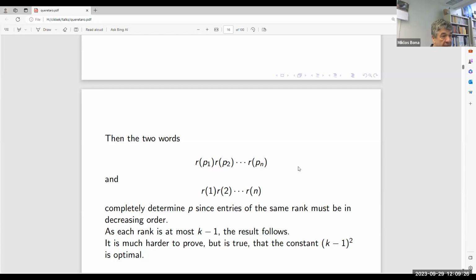So the number of permutations avoiding the increasing pattern of length k is at most (k minus 1) to the 2n. It turns out, and it is much harder to prove, that this crude argument actually gives you the optimal exponential upper bound. So the truth is actually (k minus 1) to the 2n over a polynomial in n, n to the (k squared minus 2k) over 2, but that doesn't matter. So you can't improve on the exponential.